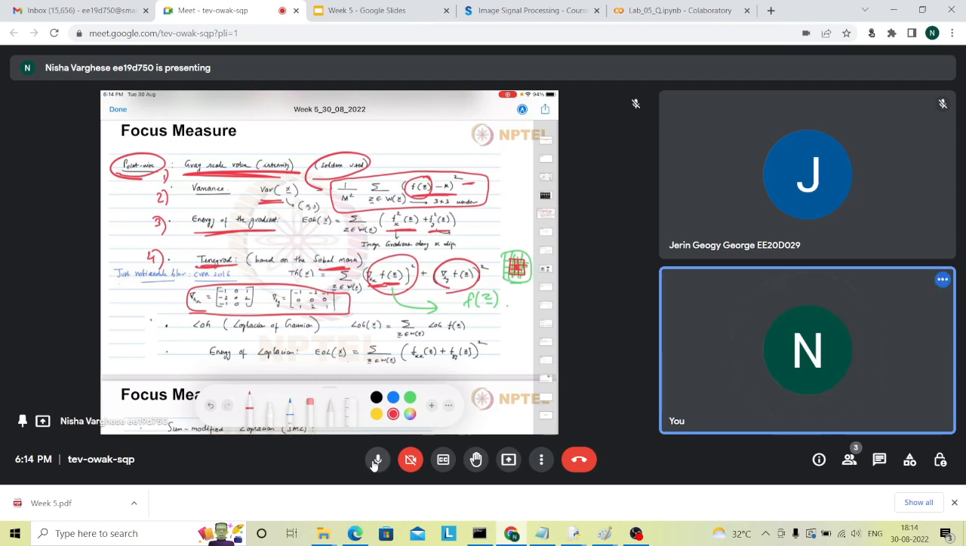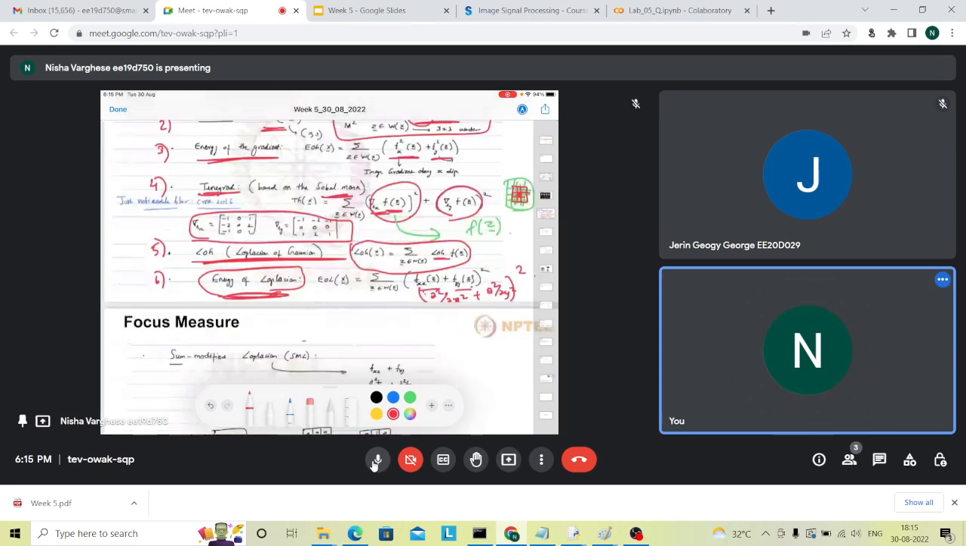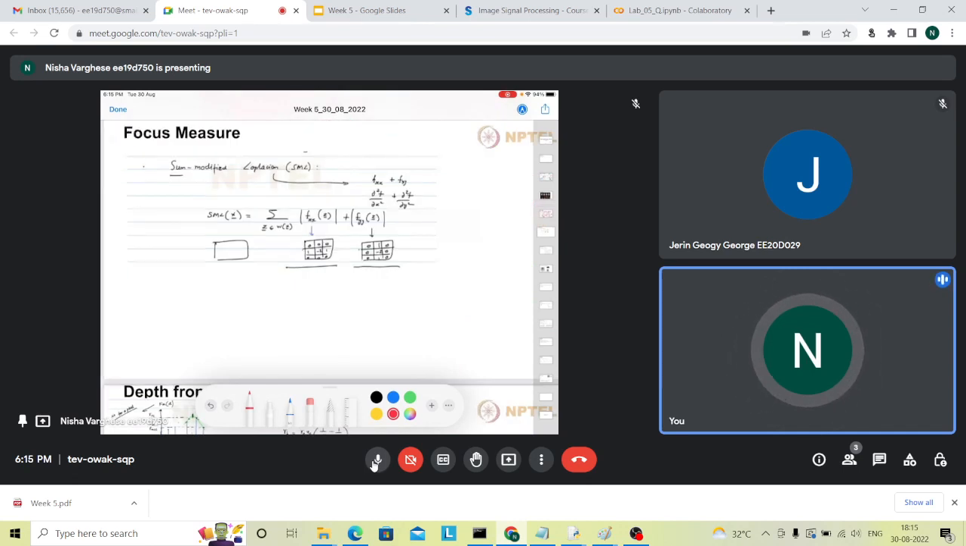Then the next one is Laplacian of Gaussian. This is given here. The next one is energy of Laplacian. Here fxx of z plus fyy of z, that is dou square by dou x square plus dou square by dou y square. This is the Laplacian, and we are finding the square of it, so the name will be energy of Laplacian. In LOG, we first filter using a Gaussian filter and then apply the Laplacian on the filtered image. All these operators give the measure of focus at a particular pixel.